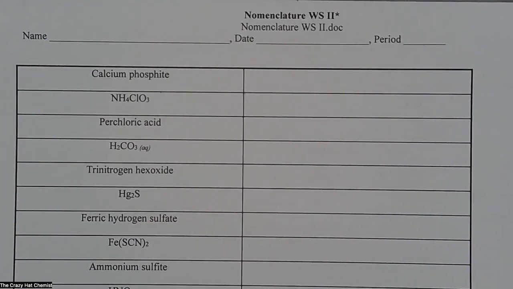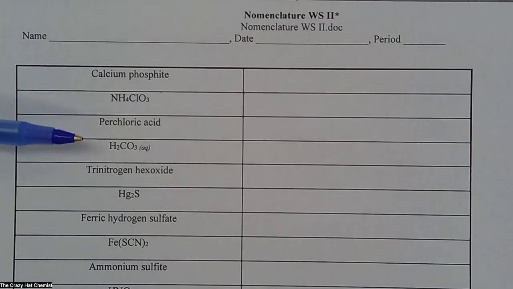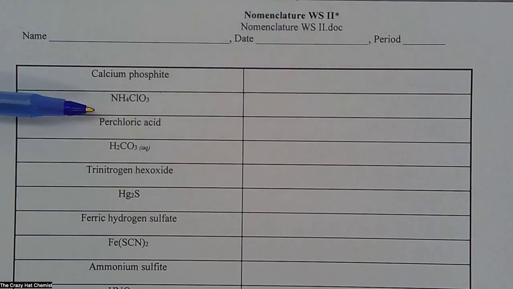Prior to doing this, this is a front and back of a sheet of paper. There are 50 problems, and they alternate from name to formula, name to formula. So you have a name, you're supposed to write the formula. You have a formula, you're supposed to write the name. That's the game of this. There are going to be 50 problems here: 25 names, where you have to write the formula, and 25 formulas, where you have to write the name.